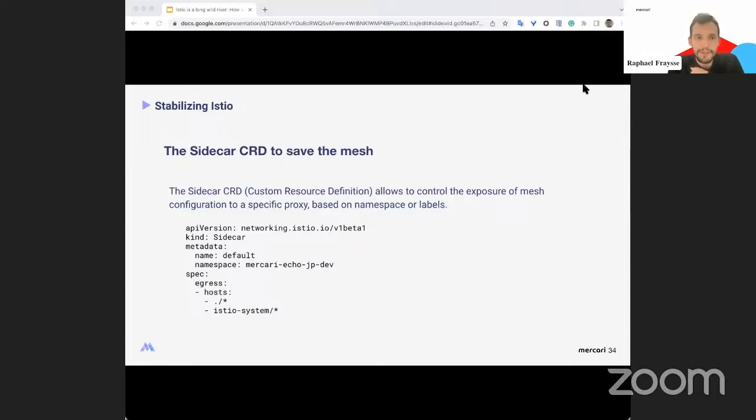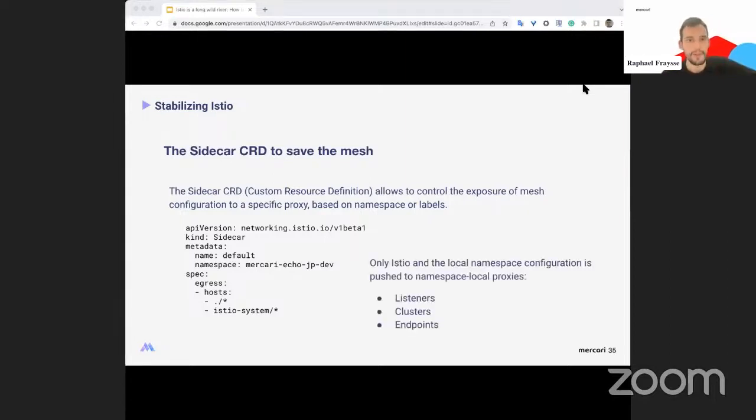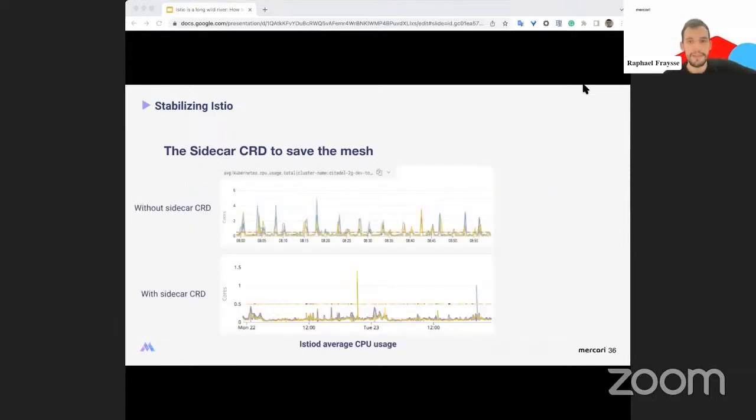Here we can see we only allow the local namespace proxies, and also the Istio system proxies, to provide configuration to them. So it greatly limits the amount of configuration that will end up in the proxy. And those are mainly the listeners, clusters, and endpoints that are affected by this trick. And this is actually the biggest change.